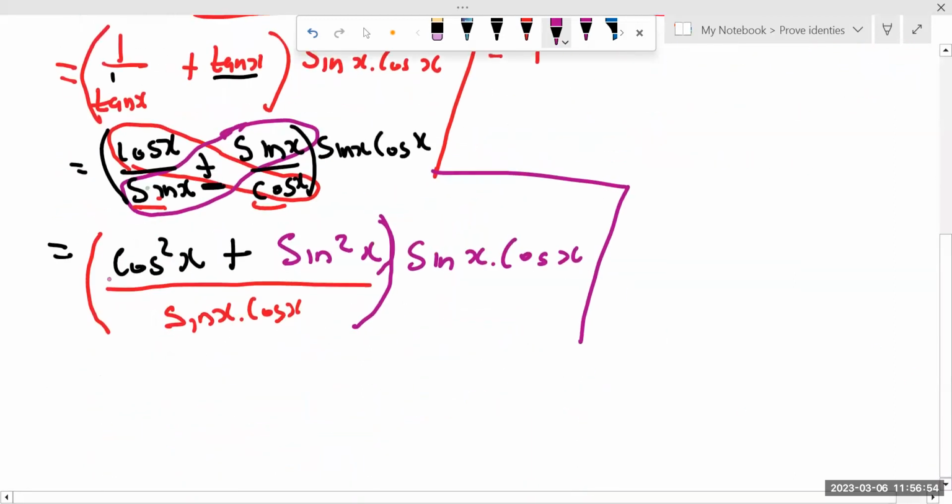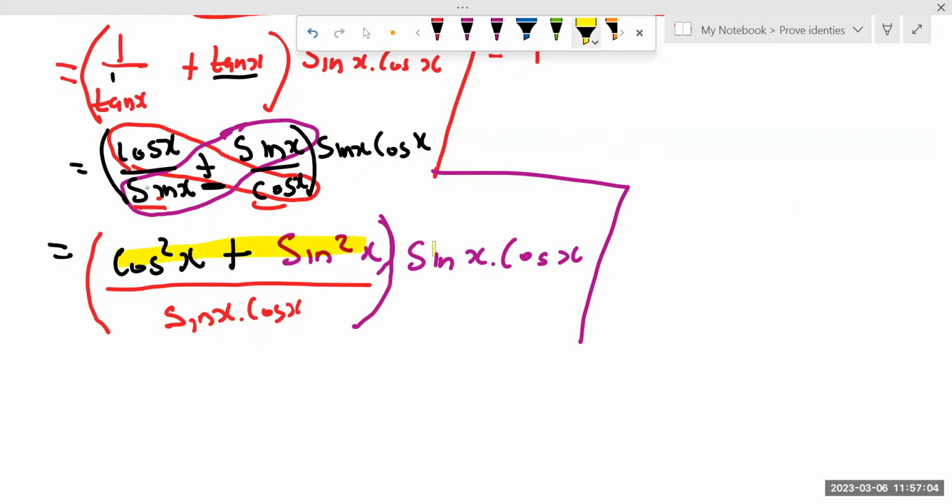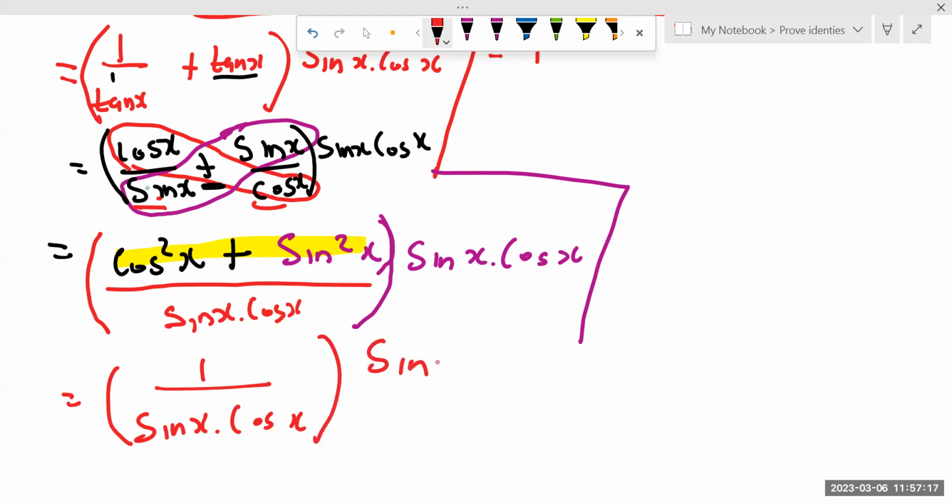Now, if we move on with this one, there is something that we have seen so often that now we know what it is. Look at this part. What is this? This thing is one. Then we have open bracket, we have 1 all over sine x multiplied by what? By cos x. All over, we have sine x multiplied by what? By cos x.